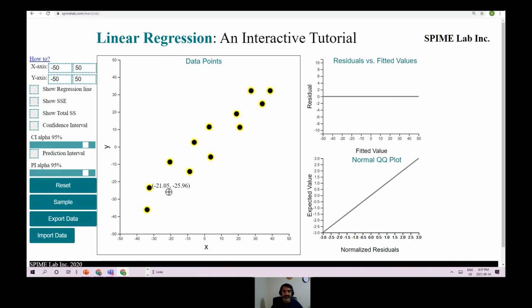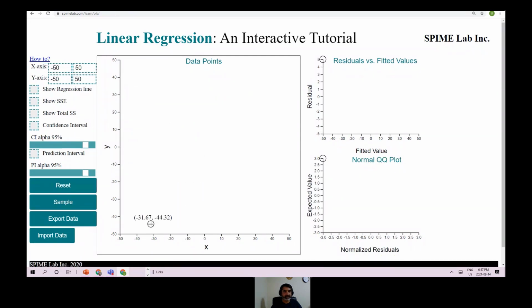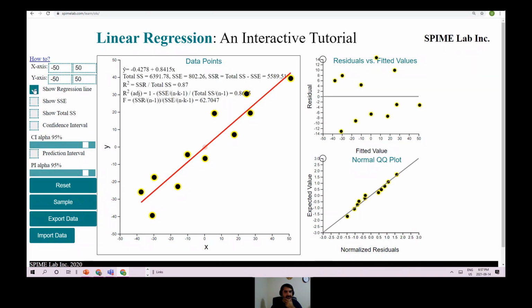Why do we call regression regression? Where does this regression word come from? Like regress to the mean. Perfect. Mean of the population. That's right. So you can see this particular line is passing through this red point, which is mean of X and mean of Y.